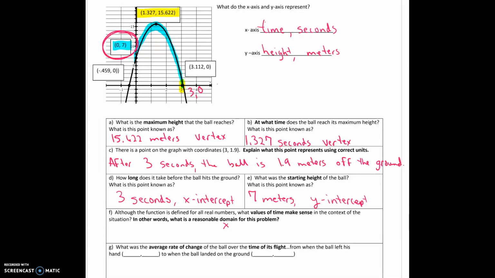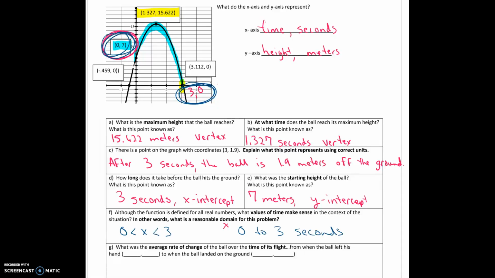And we've already gone through and highlighted the part of the graph that's important. So when I look at that, that is, again, this point right here, this 0, 7, and then an ending right here at this 3, 0. So what I'm going to do is just focus on the x value. So a reasonable domain is from 0, x or t for time, to 3. And you can even write 0 to 3 seconds if you wanted to do that instead.